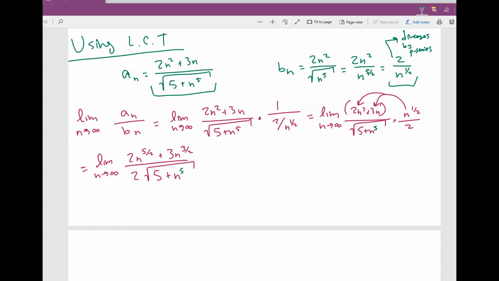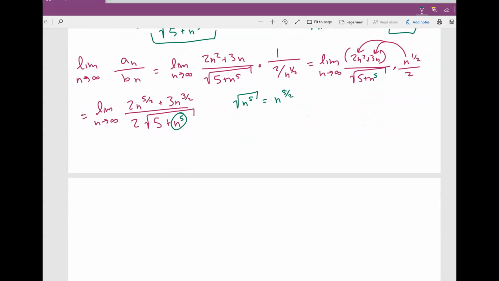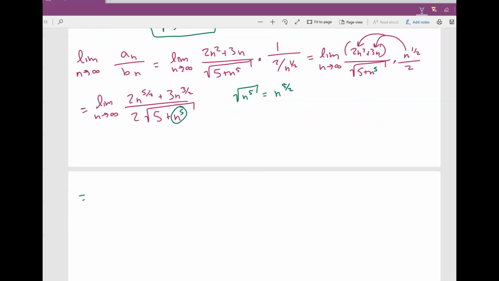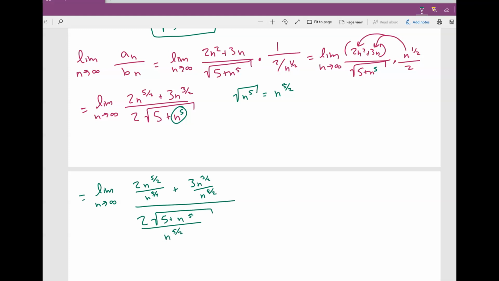Now I'm going to divide by the highest power of the denominator, so it'll be the square root of n to the 5th power, because it's n to the 5th power and you have a square root here. So I can write it as n to the 5 over 2. Every single term is going to get an n to the power of 5 over 2. It's going to be the limit as n goes to infinity of 2n to the 5/2 plus 3n to the 3/2, divided by n to the 5 over 2, divided by 2 square root of 5 plus n to the 5th, divided by n to the 5 over 2.